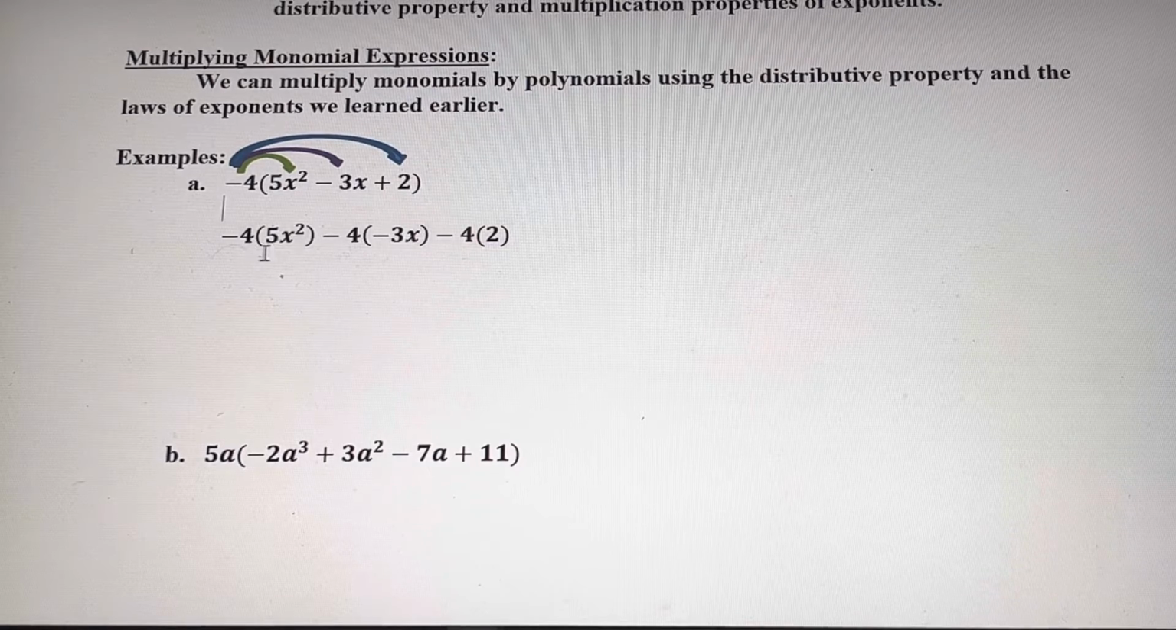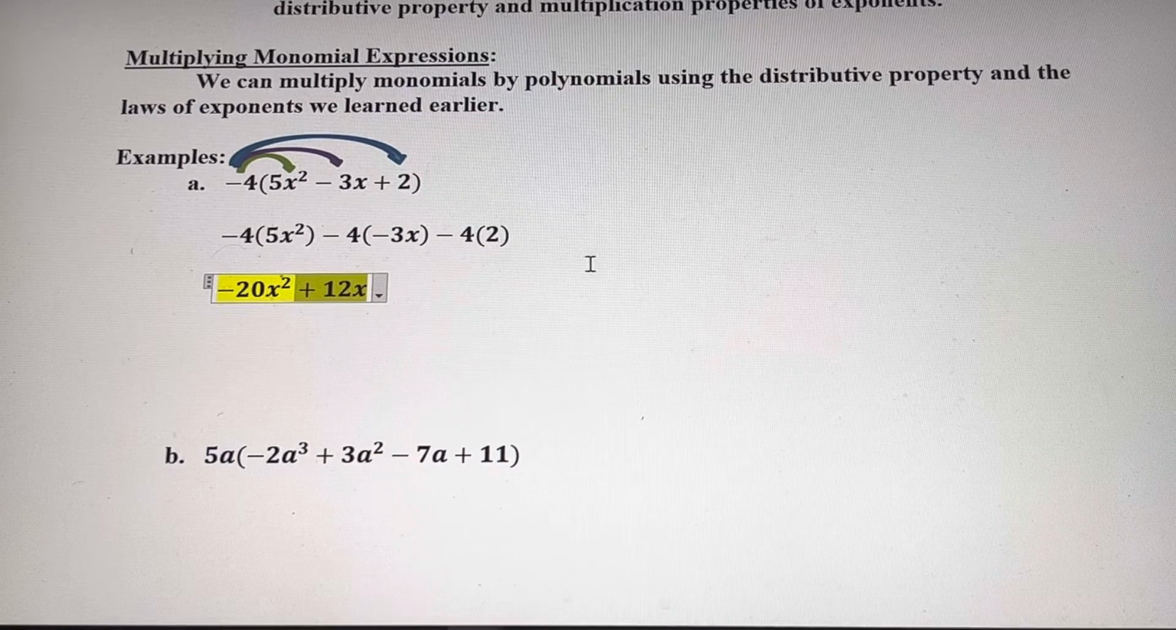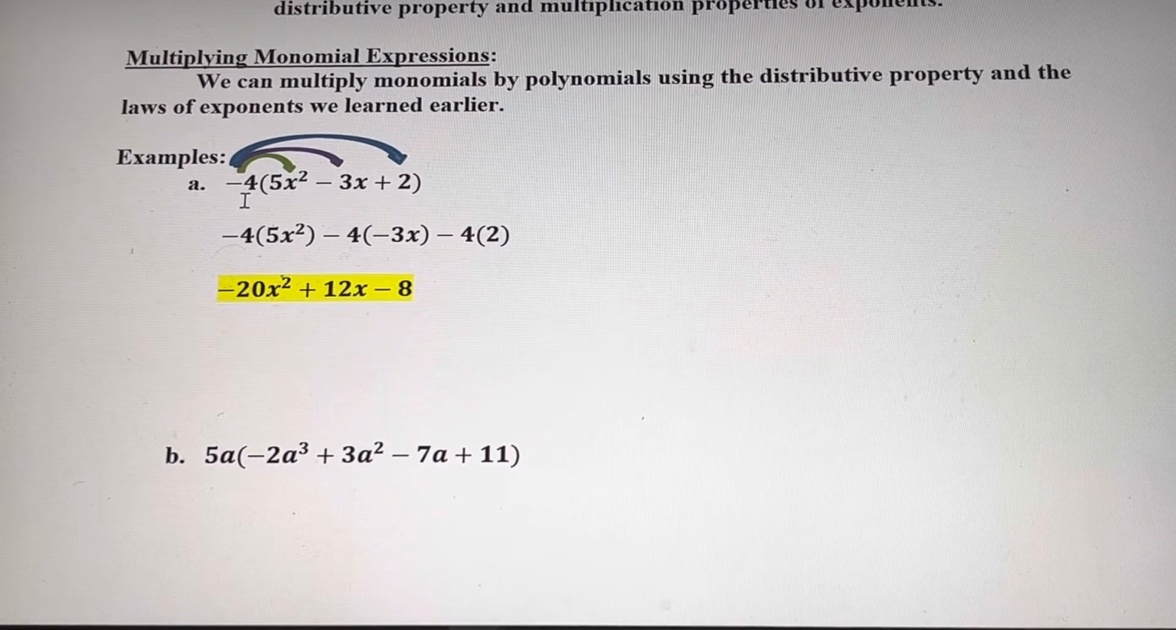So we're going to do -4 times 5x squared. Well, that's -20x squared. We got a -4 times a -3x. That's +12x. We've got a -4 times +2, which is -8. Okay, so that's going to be my answer for the first one here. Again, the main thing is to remember to distribute the -4 to multiply by each term in the polynomial that follows.